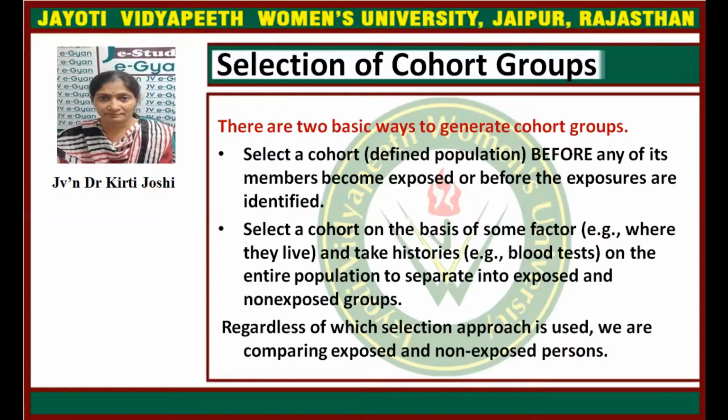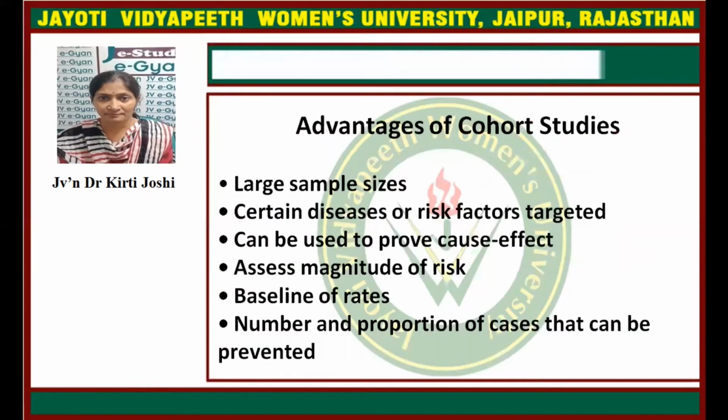There are two basic ways to generate cohort groups. Select a cohort from a defined population before any of its members become exposed or before the exposures are identified. Or select a cohort on the basis of some factors, that is where they live, and take histories, that is blood tests, on the entire population to separate into exposed and non-exposed groups. Regardless of which selection approach is used, we are comparing exposed and non-exposed persons.